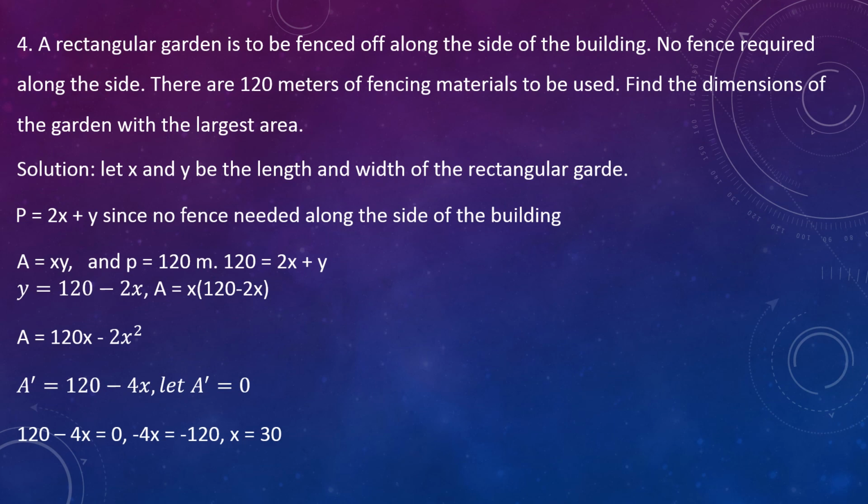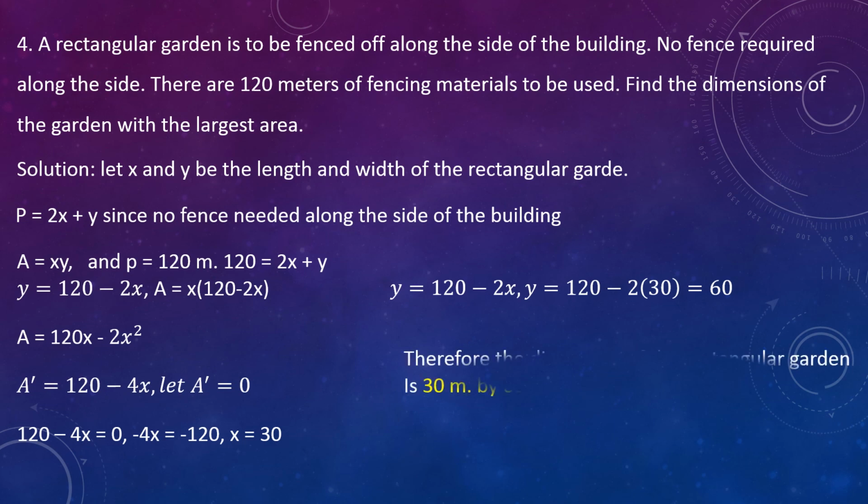So let us now identify the other side. Using this formula, y is equal to 120 minus 2x, as we simplified in the previous steps. So we have here y is equal to 120 minus 2, replacing the value of x which is 30, so we have 2 times 30. So 120 minus 2 times 30, which is 60, 120 minus 60 is 60. Therefore, the dimensions of the rectangular garden are 30 meters by 60 meters.